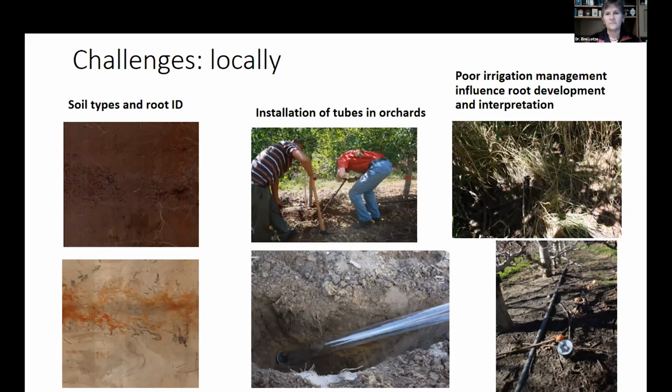In our case, it's not so easy, because a root is not white or pink or yellow. The root starts with white and it's got 50 shades of white, and eventually it becomes brown. So it becomes difficult to see it, and that's where the human eye is still important. The installation of the tubes in the orchards, unfortunately, that's how I work.